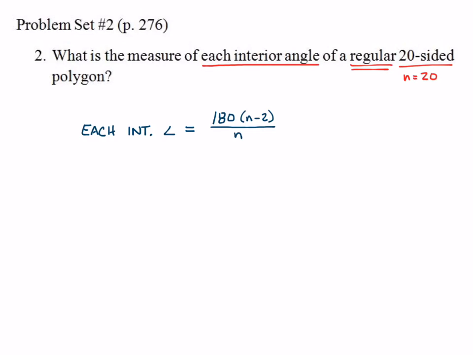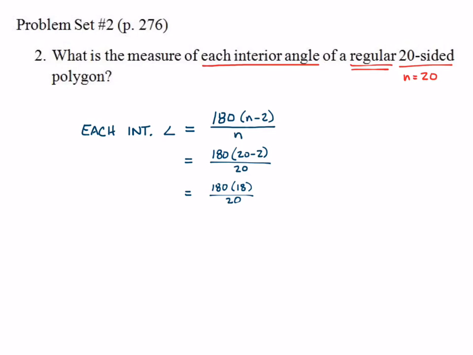And now again I can simply plug in the information here. So I'm going to have 180 times 20 minus 2, all over n, which is simply 20. I can work that down a bit more, and there's a couple ways that I can go about working this down. I can either just simplify the top and then put that all into my calculator. So I could do this: 180 times 20 minus 2 is 18, all divided by 20, and then put that into my calculator all in one go.